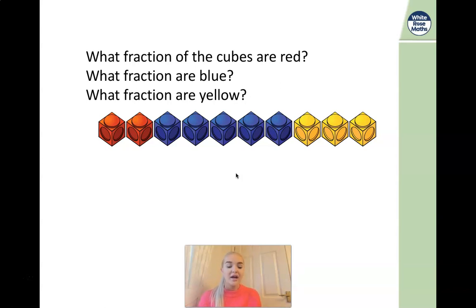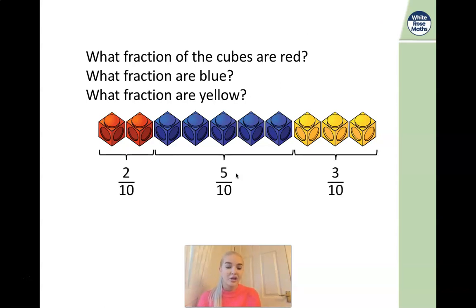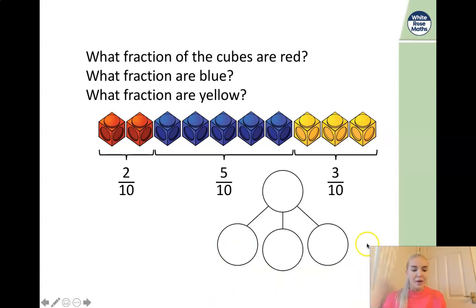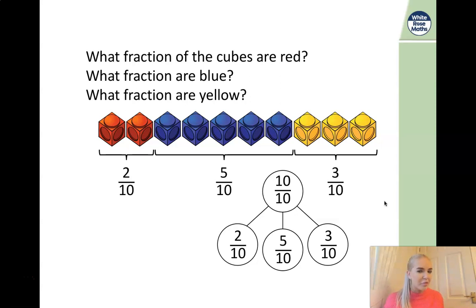Did you work out that 2 out of the 10 cubes are red, 5 out of the 10 cubes are blue and 3 out of the 10 cubes are yellow? We can use a part-whole model to help us with this. We know that we have partitioned our whole number into 2/10, 5/10, and 3/10. And altogether, we have got 10/10. Do you remember what 10/10 is the same as?